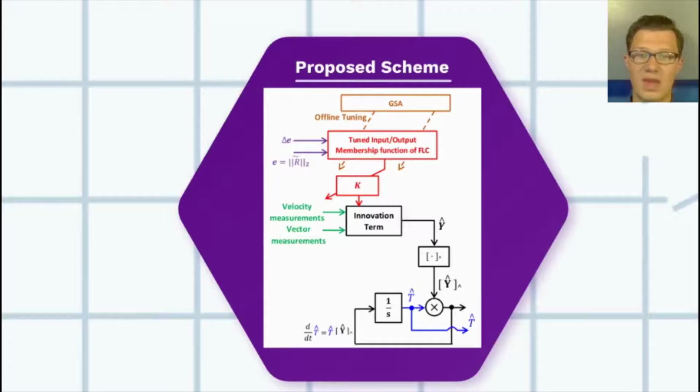And then with the following proposed scheme, tuning the value of K so that it is tuned based on the fuzzy logic control, and optimally tuning the input and output membership functions of the fuzzy logic control using the Gravitational Search Algorithm. Now let's move on to the results and discussion.